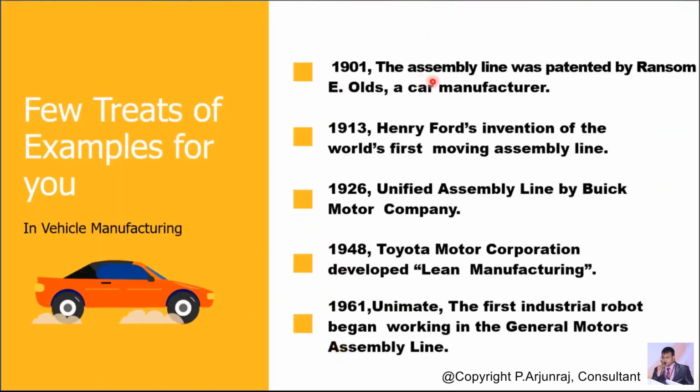Started in 1901 by Rams and E. Walls, who used the assembly line which was patented or manufactured. And in 1913, Henry Ford invented the world's first moving assembly line. In 1926, the unified assembly line by Big Motor Company. In 1948, Toyota Motor Corporation developed lean manufacturing. And in 1961, the first industrial robot began working in a GM assembly line.